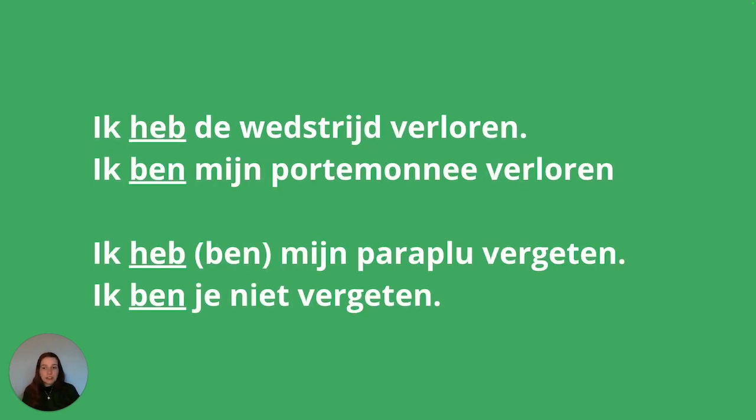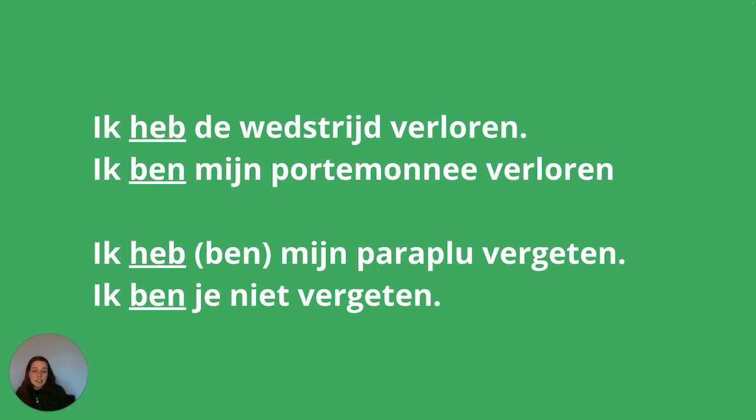Sometimes we also use hebben or zijn interchangeably. So, for example, in the Netherlands, they might be using hebben, where in Belgium we would be using zijn. For example, in the Netherlands and in Belgium, we would say, ik heb de wedstrijd verloren. But in Belgium, for example, we would say, ik ben mijn portemonnee verloren. So here we would be using zijn with the verb verloren, whereas before we were using the verb hebben with verloren. How to learn this? This is just learned by repetition and knowing what the people around you are saying.